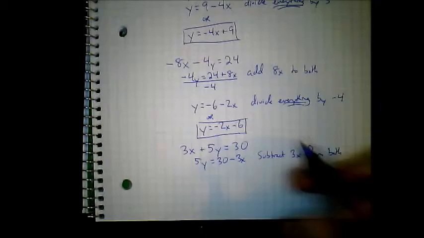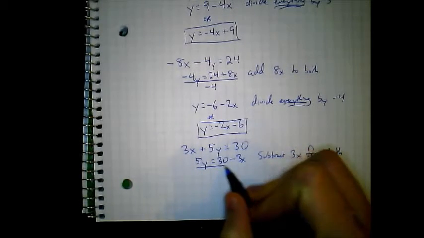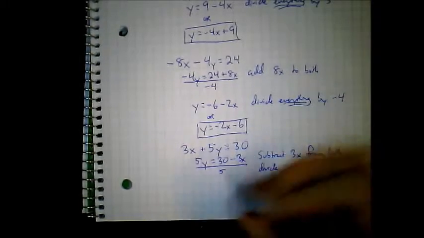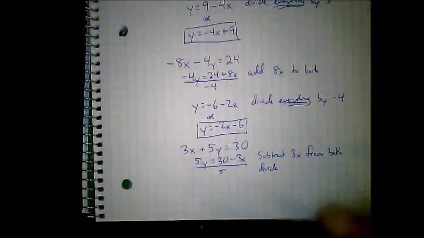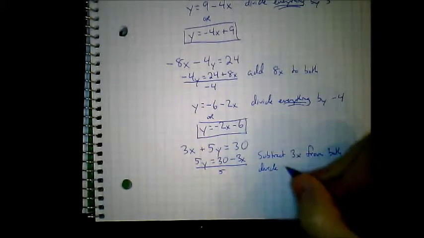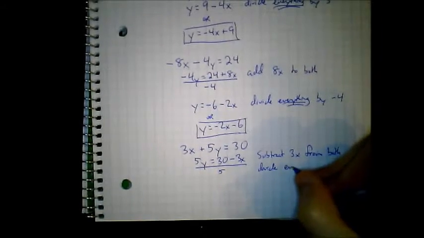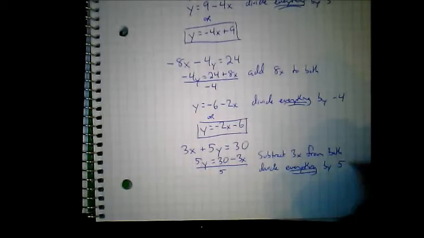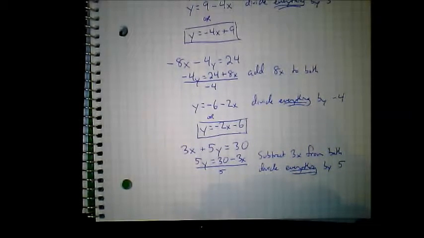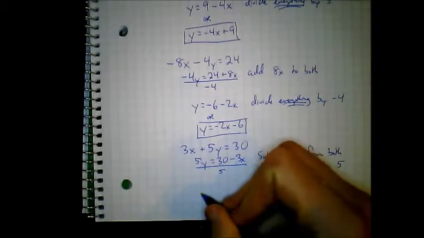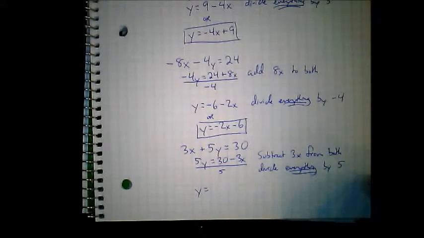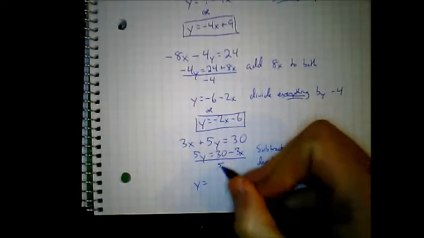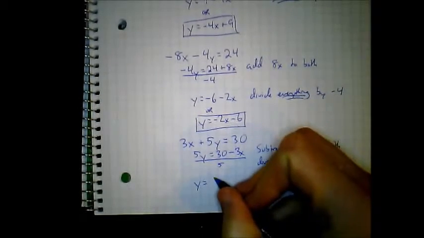Okay, now I'm dividing everything by 5. I don't want to know what 5y is. I want to divide everything between my 5y's, so I want to know what each y equals. So we divide everything by 5. Well, we're left with y equals. That's why we divide everything by 5, so we know what each y equals. Now 30 divided by 5 is just 6.